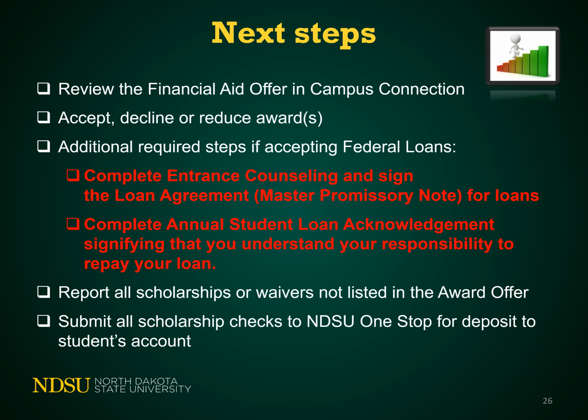Next steps. Let's review a few things now to summarize. You can refer to the checklists on this slide and the next one to help you make sure all important steps related to financial aid are completed. It's really important to review the financial aid offer that's available in Campus Connection. Be sure the student accepts, reduces, or declines loans and/or work-study if offered.